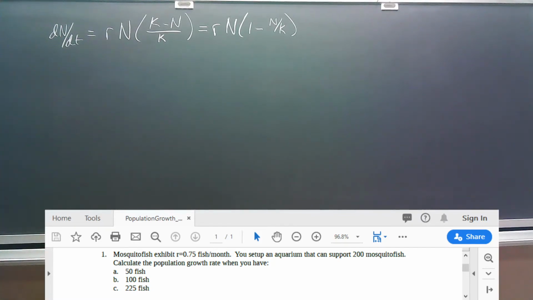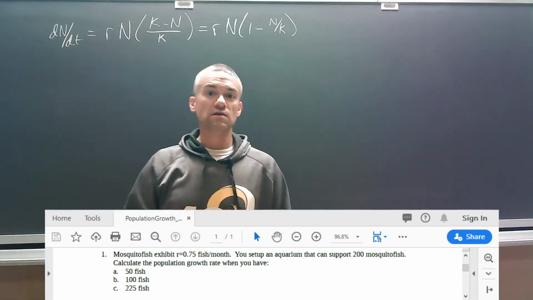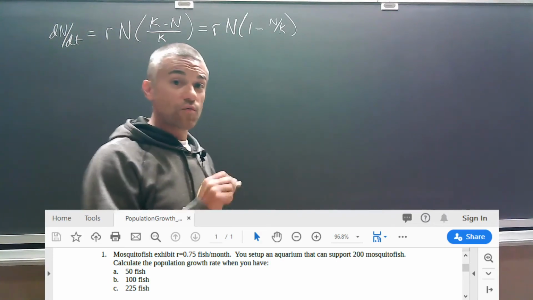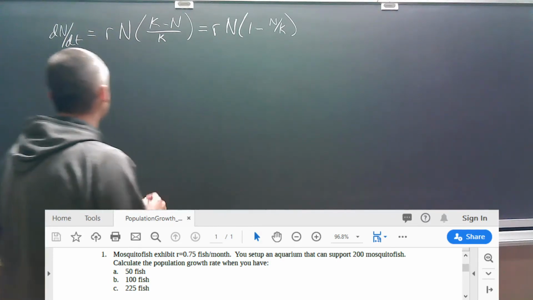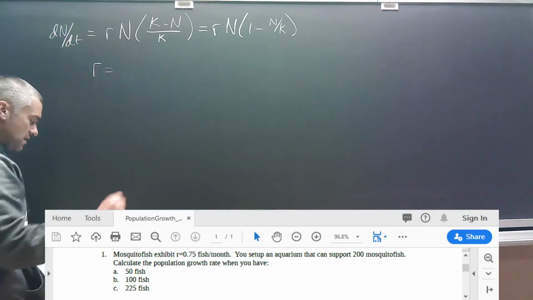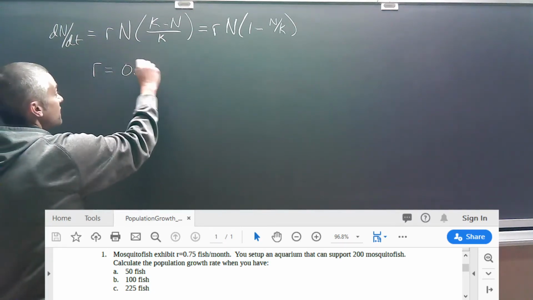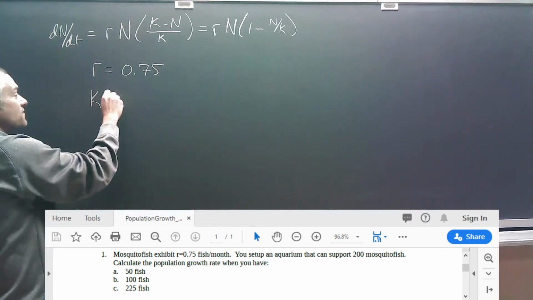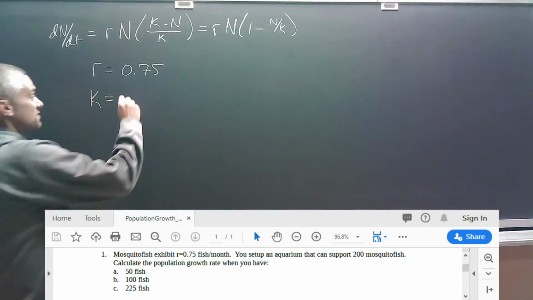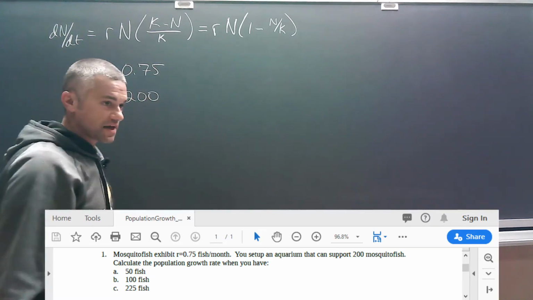So our first question up on this board says that mosquito fish exhibit an r of 0.75 fish per month. You set up an aquarium that can support 200 mosquito fish. Calculate the population growth rate when you have 3 different population sizes. The first thing we always like to do when working with these problems is to write out what's actually given in the word problem. So in this problem, we have r, it is 0.75. We also have the carrying capacity K. This is listed as 200 fish per tank.